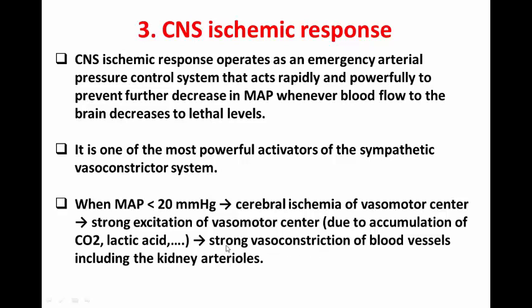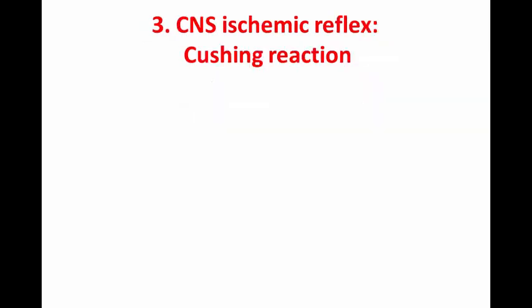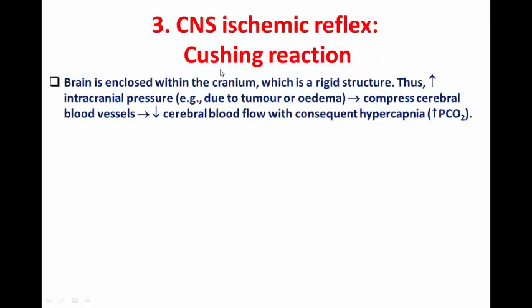The strong vasoconstriction of the blood vessels happens again in the non-vital organs, including the arterioles of the kidney, because the kidneys are not considered vital organs when there is bleeding. And so this now elevates the total peripheral resistance to higher levels, elevating the mean arterial blood pressure in order to increase blood flow through the cerebral circulation. The central nervous system ischemic reflex, we call it the Cushing reaction, which was first described by Cushing.